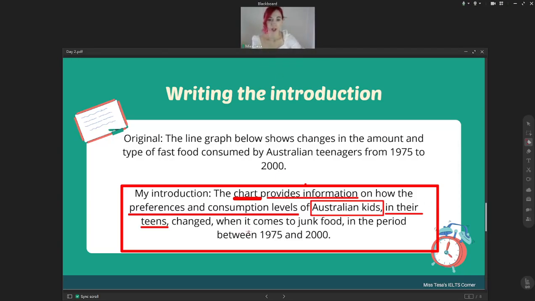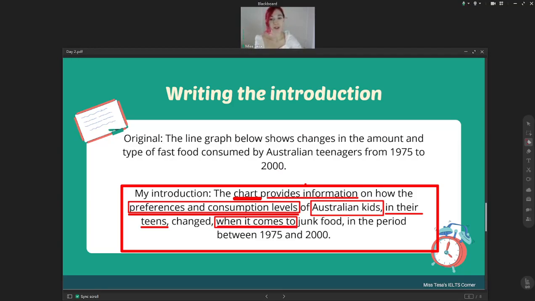And then here I said when it comes to, right? So when we want to specify that we are talking about a specific topic, within a certain area, we can say when it comes to. Because here I said preferences and consumption levels, right? But about what? Right? So it can be preferences about what clothes they wear, you know.